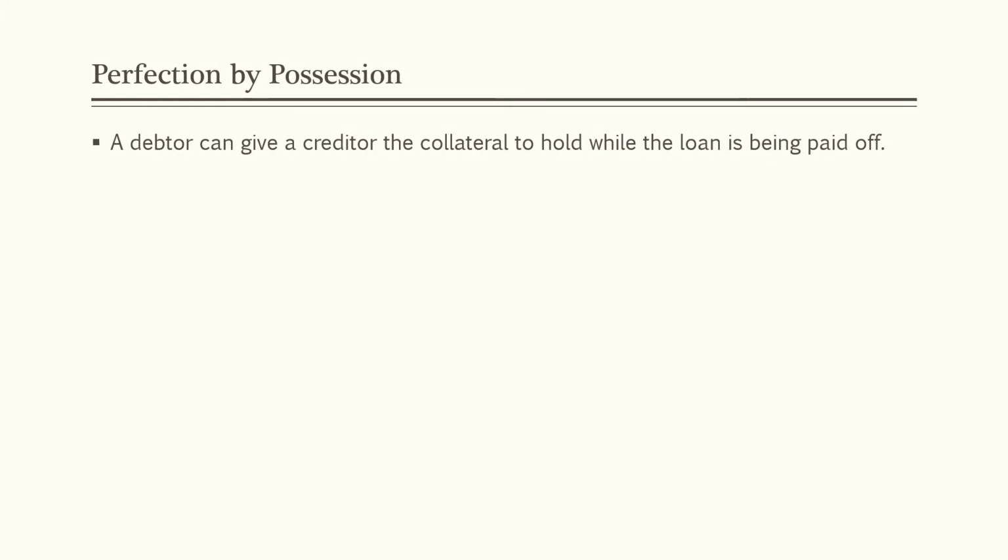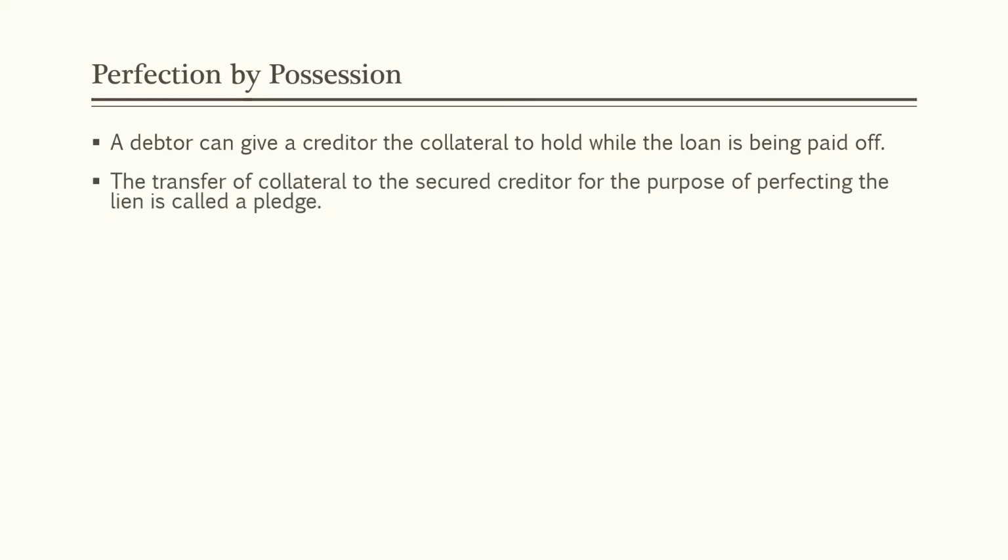Next, we will discuss perfecting a security lien by possession of the collateral. A debtor can give a creditor the collateral to hold while the loan is being paid off. For most businesses, giving the collateral to the creditor is not practical, as the collateral is usually needed to run the business. The transfer of collateral to the secured creditor for the purpose of perfecting the lien is called a pledge.